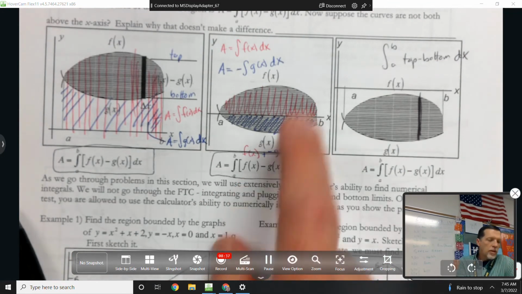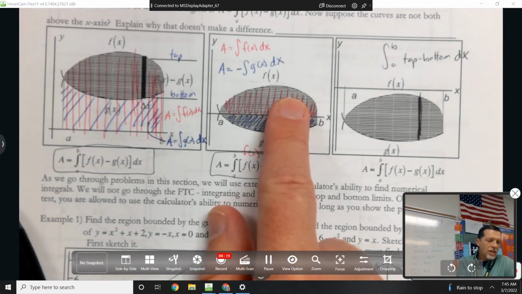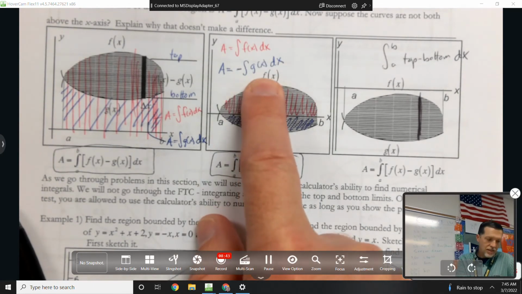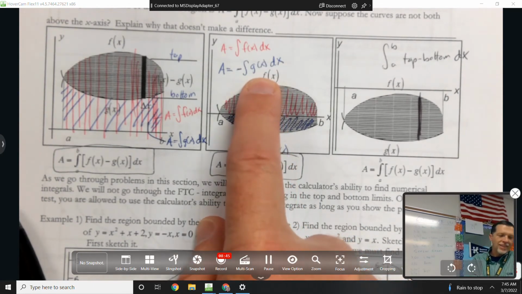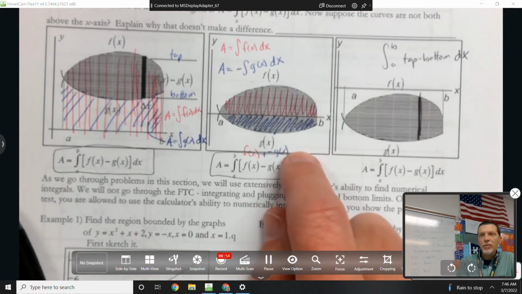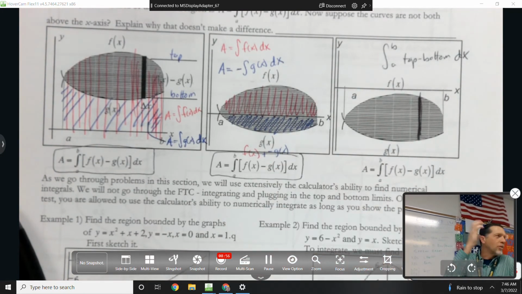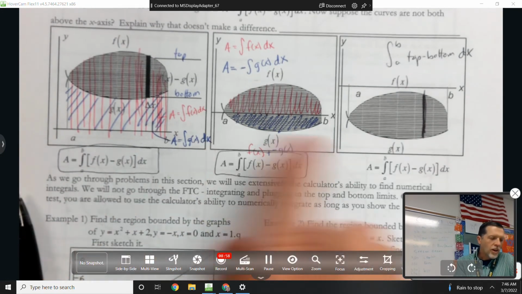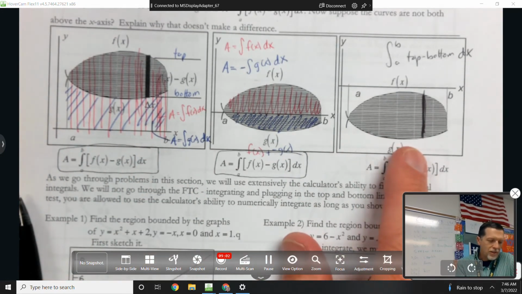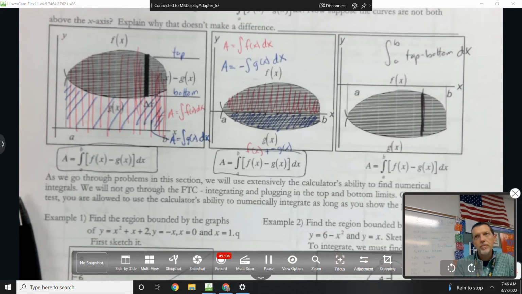So if I want to add those two areas, the red area plus the blue area, but the blue area has a negative sign on it, and a negative sign in order to make it positive. Again, you don't really need to worry about that. It's always the top one minus the bottom one, regardless of where they're at. So the pictures are trying to get you to understand some concept stuff, but it's always just top minus bottom, because that'll be the height of those rectangles.